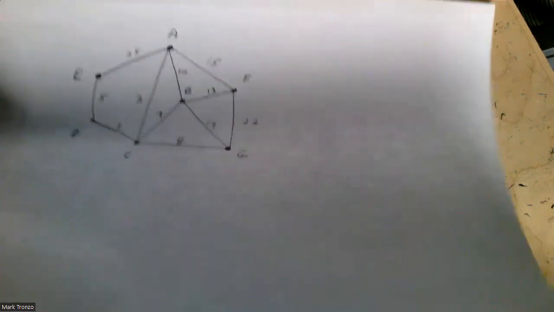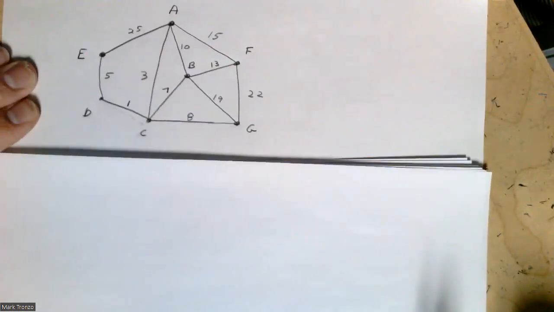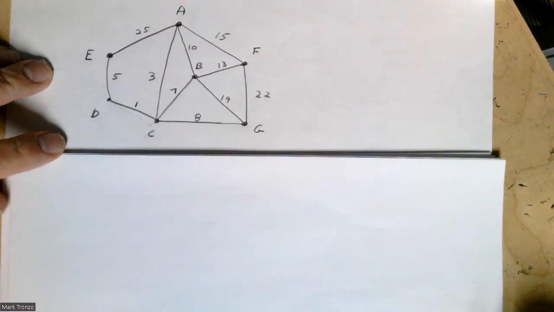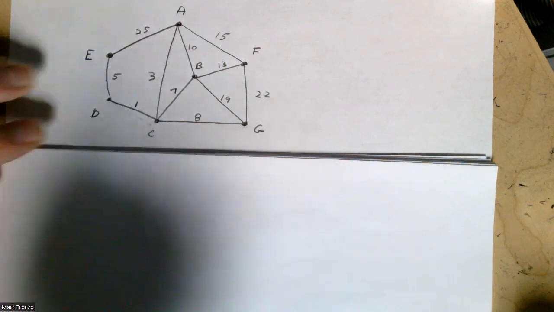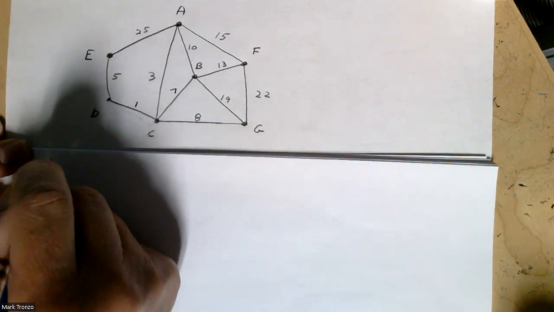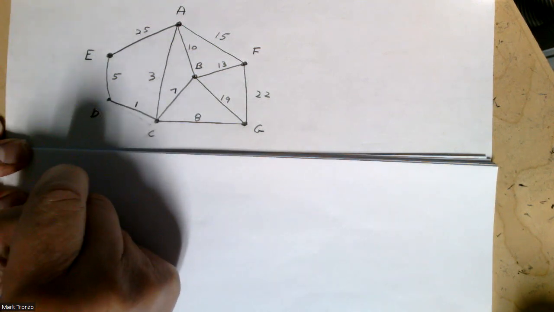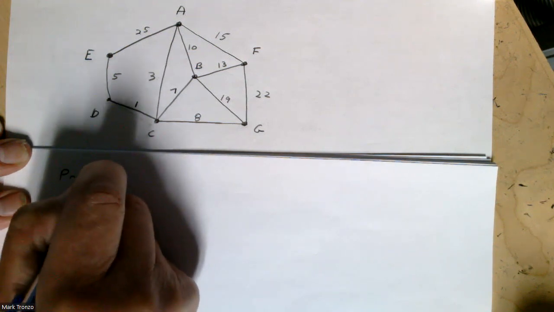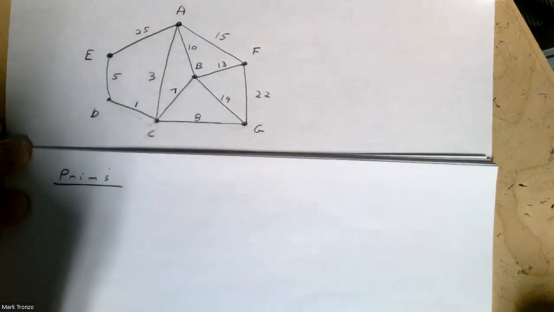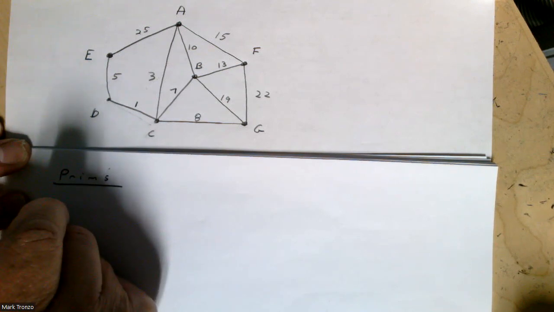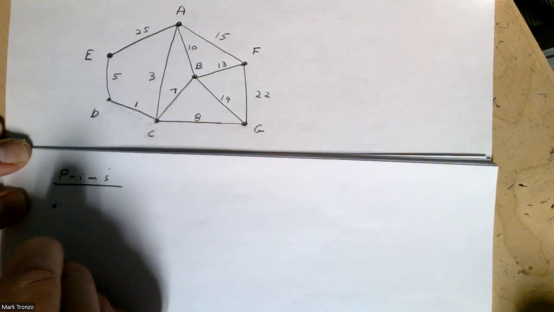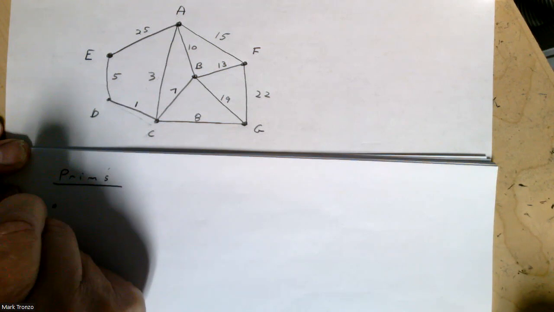And so let's do this again. We're going to take a look at Prim's. Once again, it's usually helpful maybe to put down all the vertices.